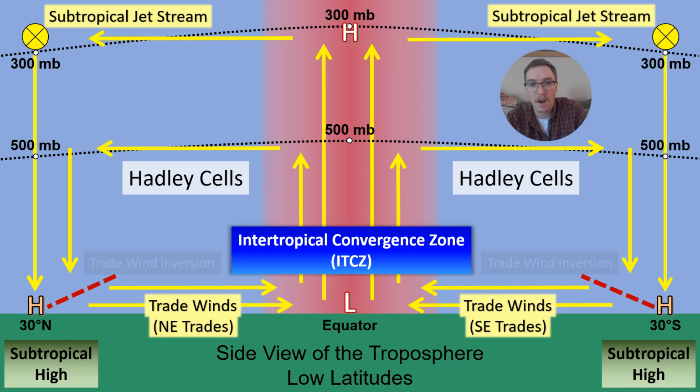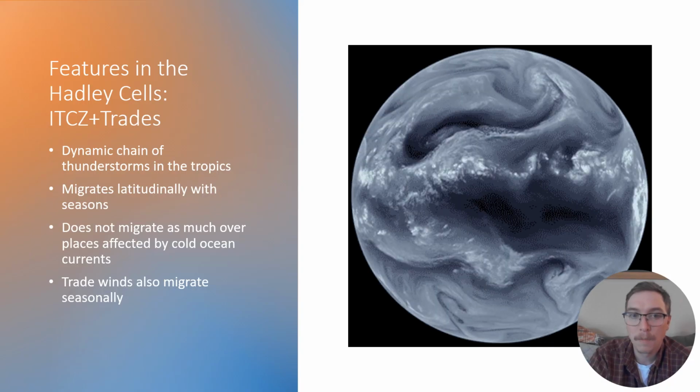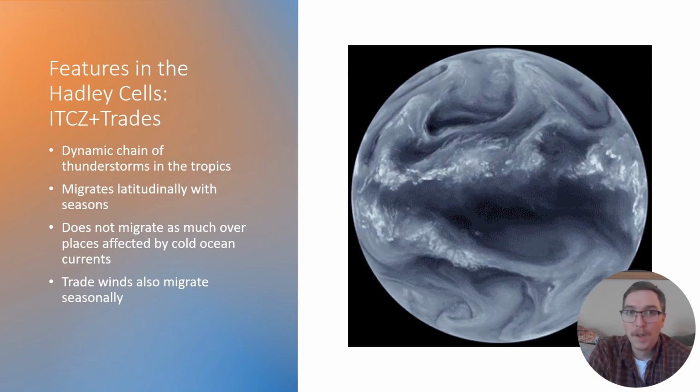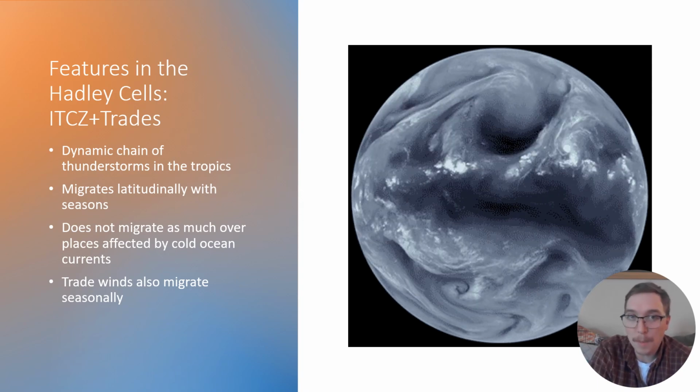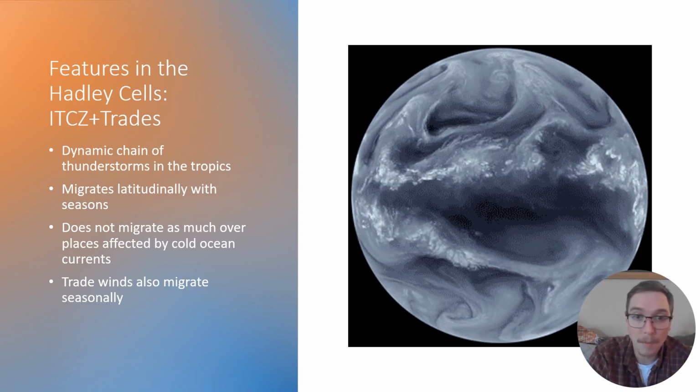And you can see there, those are our trade wind inversions. So if we were to look at this from a temperature sense, you would see kind of a flip-flop in temperature because of stratification within your lower atmosphere. So the intertropical convergence zone and the trades are the next things that we're going to look at.